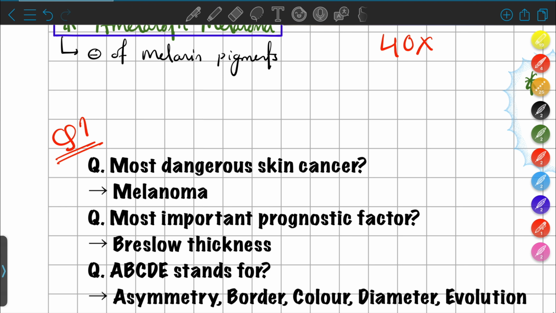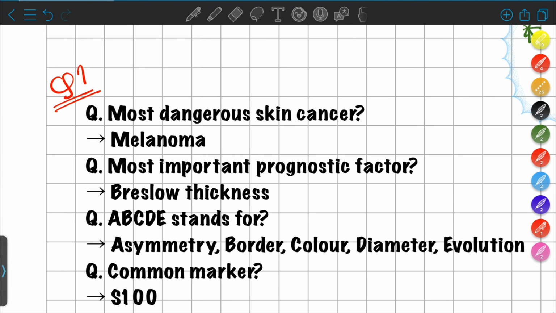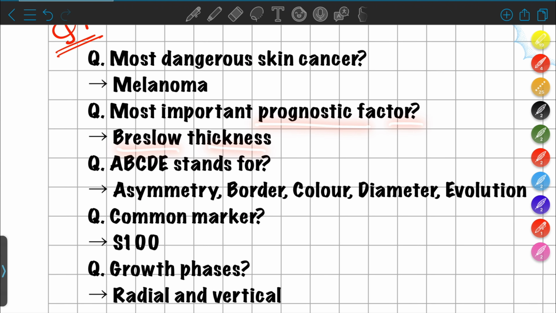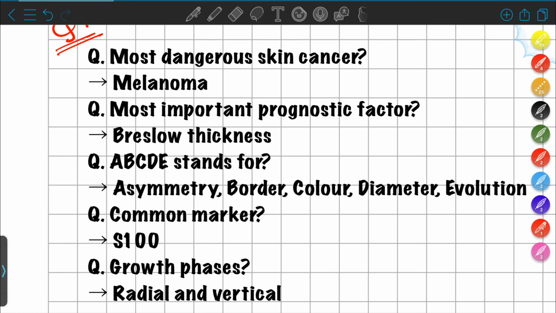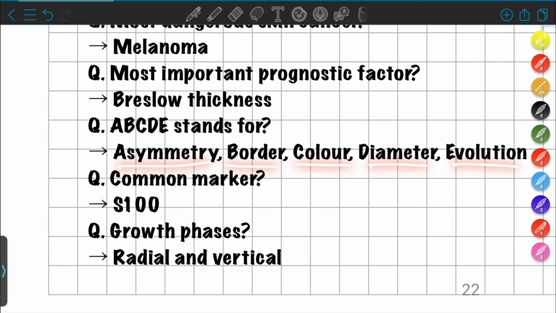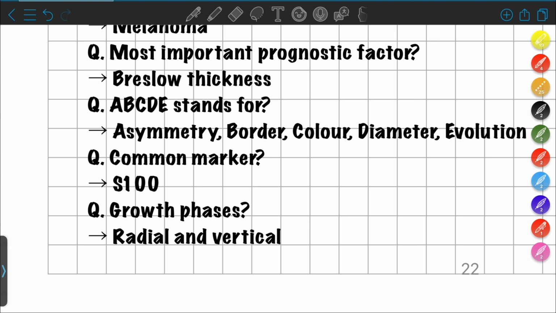So now let's see some important exam questions. Most dangerous skin cancer, that is melanoma. Most important prognostic factor, that is Breslow thickness. What are ABCDE or the clinical features of melanoma? That are asymmetry, border, color, diameter, evolution. The common marker for melanoma is S100. And what are the different growth phases? One is radial and other is vertical.